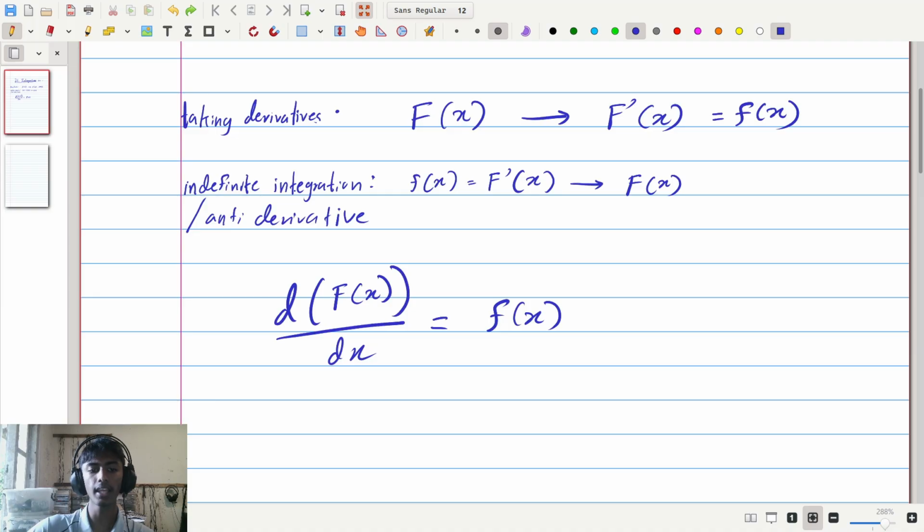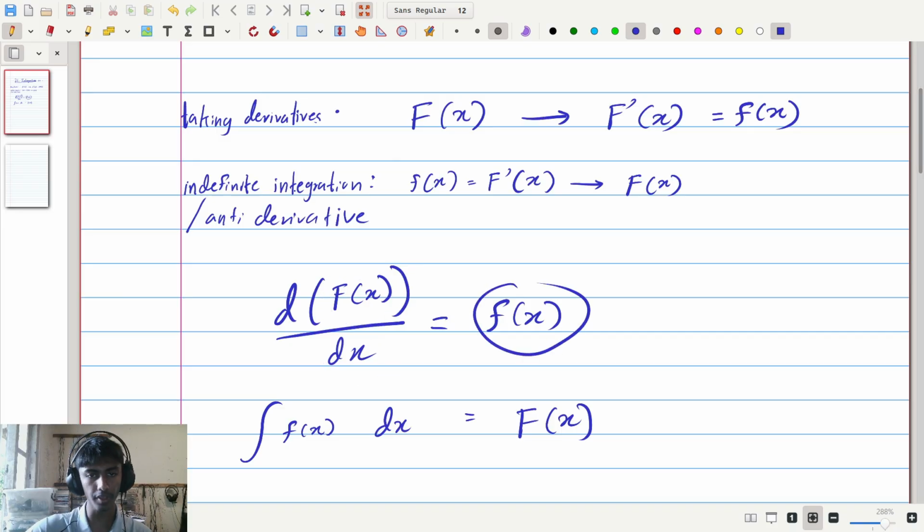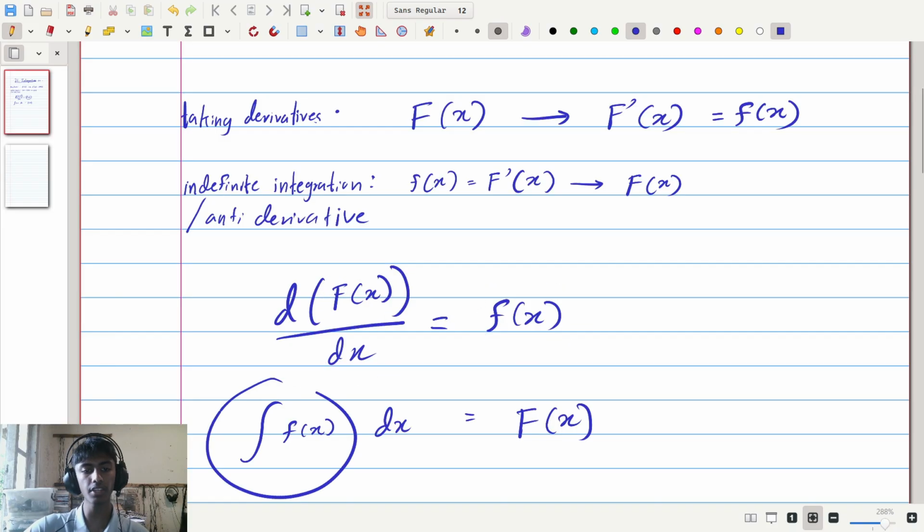We say that the integral of simple f of x with respect to x is equal to the capital F of x. Basically here we are saying that if we have that the derivative of capital F of x with respect to x is simple f of x, then doing the inverse, we can say that the integral of simple f of x with respect to x is capital F of x. So these two statements are identical to each other.